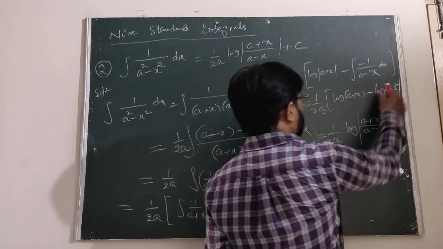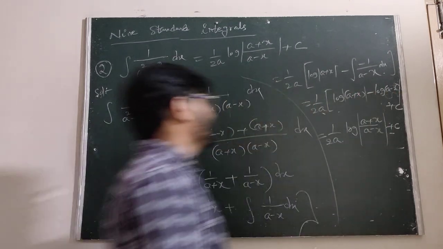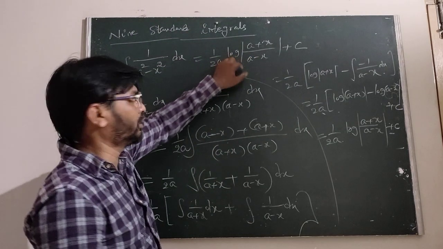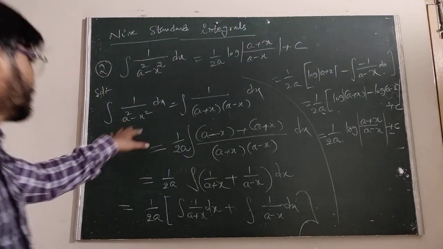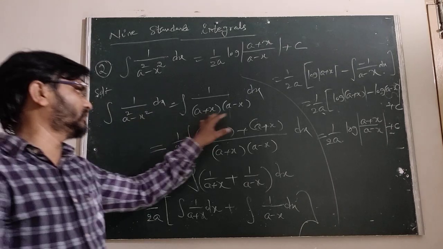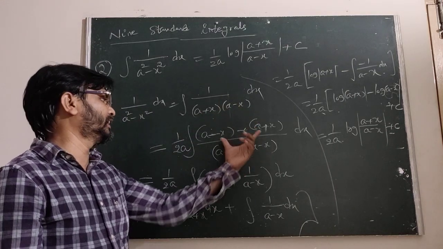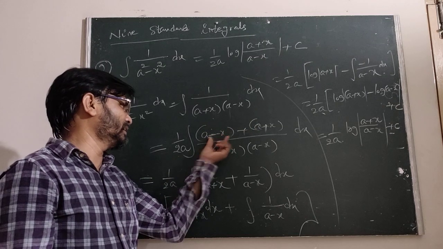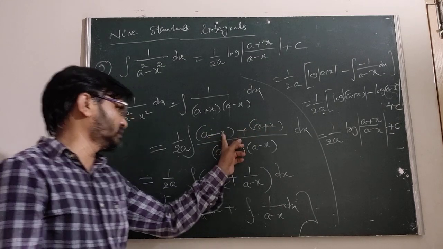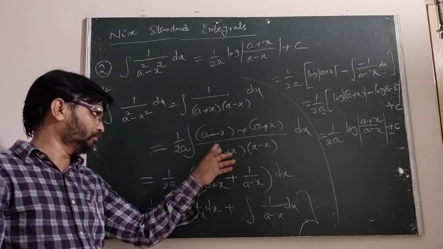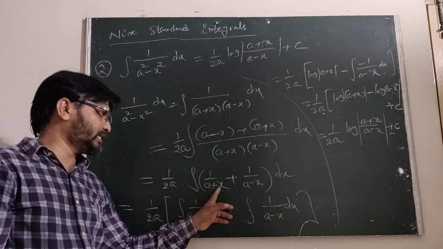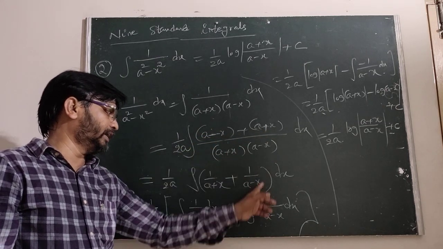Log a minus log b is the log of a by b. Therefore, this is our required solution. Is it okay? First, we can write a square minus x square as a plus x into a minus x. Then we take the numerator as a minus x plus a plus x. These two cancel, a plus a is 2a, then we take it by 2a. After separation, we get 1 by a plus x, and 1 by a minus x.